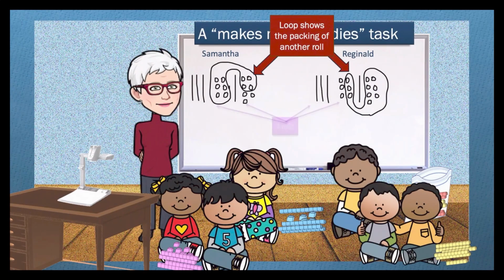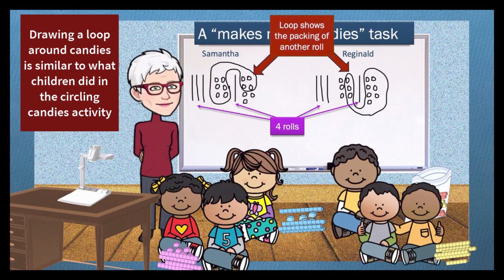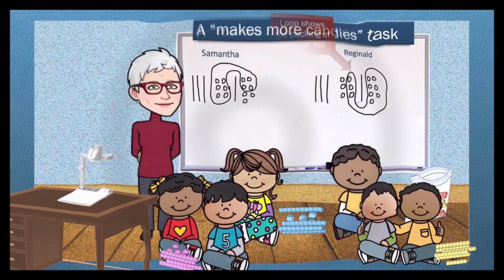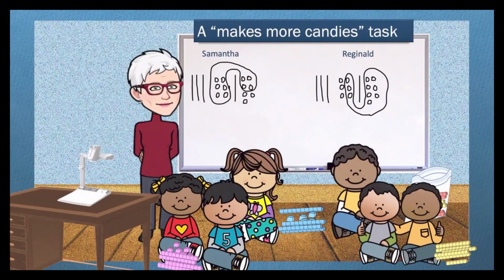Notice that in both drawings, 4 rolls show up as lines, while the 5th roll is shown with a loop around the candies that are packed to make the 5th roll. Now, as an aside, we note that this approach of drawing a loop around candies to show that they make up a roll is similar to what children did in the circling candies activity in part 1 of this sequence. We want to make one additional comment here.